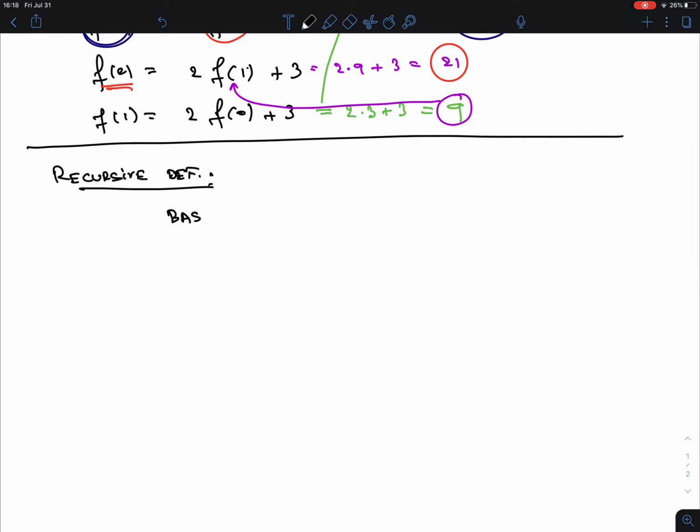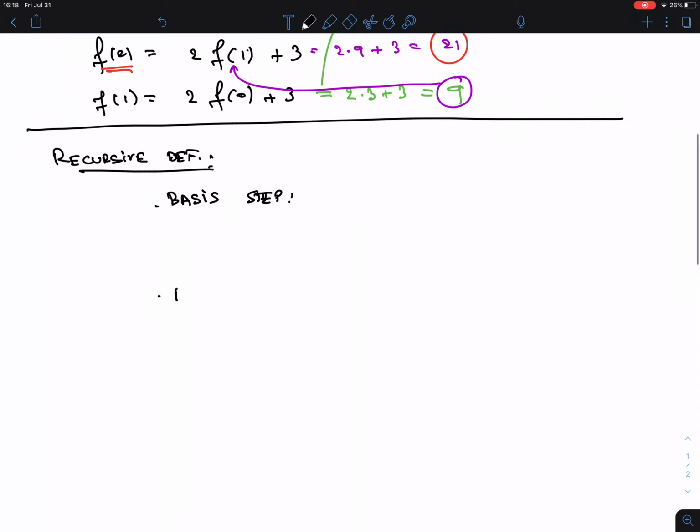So the basis step, I'm going to say something about the basis step afterwards. But let me first write down the recursive step. This is the meat of the function. This is where everything happens, right? And this is the relation.